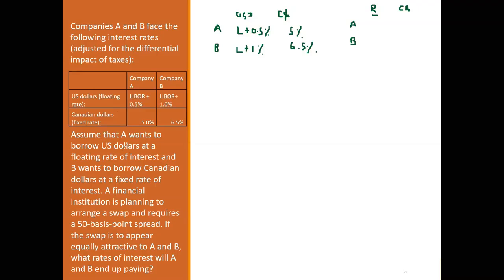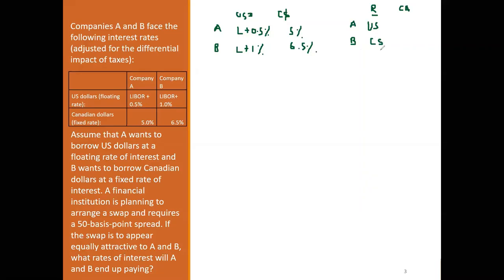So what is the requirement? If you read the question, assume that A wants to borrow US dollars at a floating rate of interest. So A wants US dollars. Anyway, in the US market, it is a floating rate that is offered. And B wants to borrow from the Canadian dollar market at a fixed rate of interest. So B wants Canadian dollars.